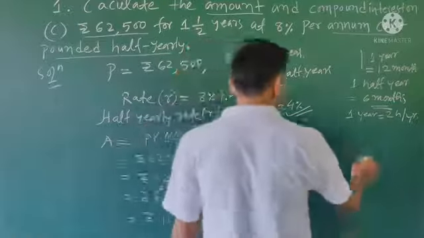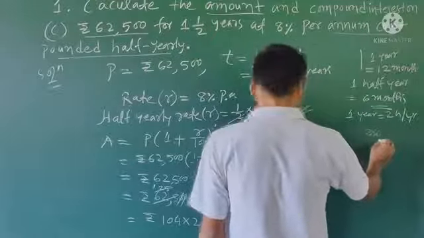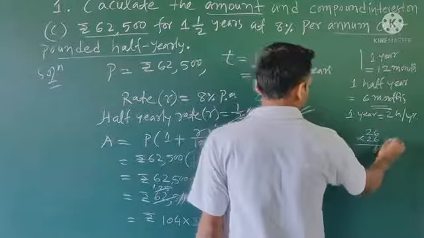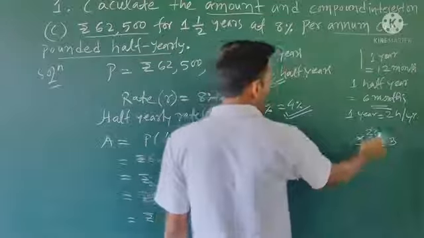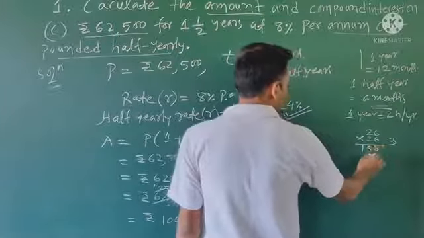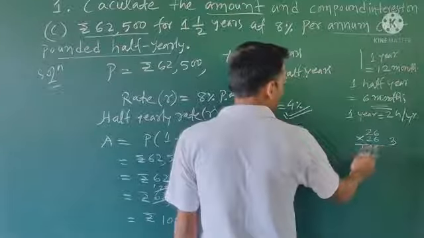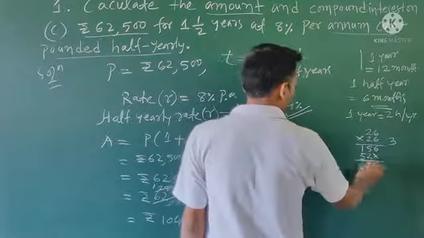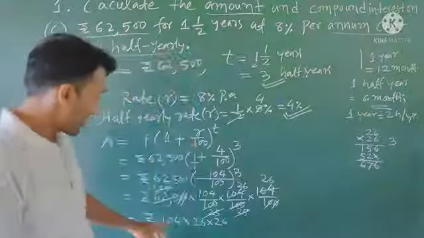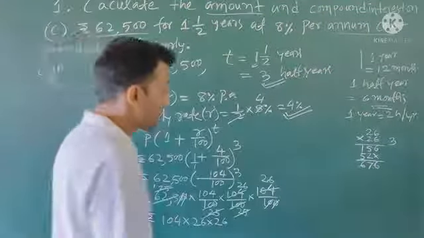So you multiply first 26 into 26. 6 into 6, 36. 3 in hand. 6 2s are 12 plus 3 is 15. 2 6s are 12. 1 in hand. 2 2s are 4 plus 1 is 5. So 676. You multiply with 104.